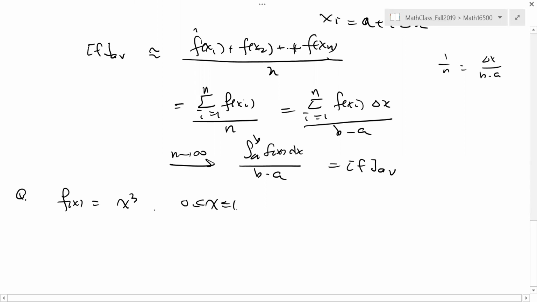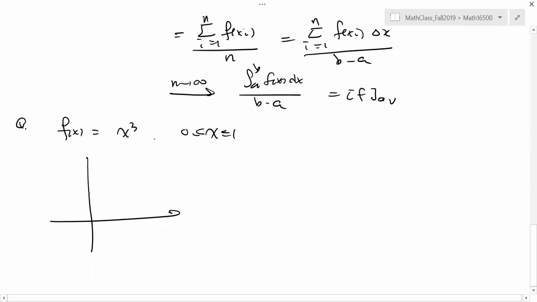So let's draw the graph. This goes like that, very sharp. The value of the function between 0 and 1, some is very large, some is very small. So what is the average value of this function? And what is the appropriate definition of the average value?